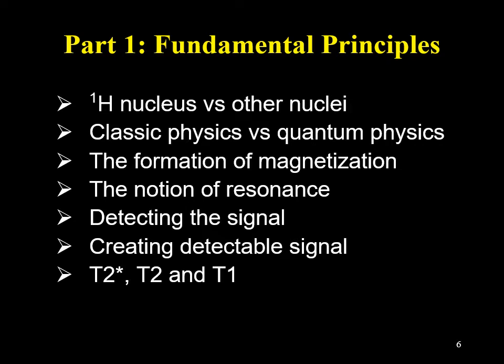Both classic Newtonian physics and quantum physics can be used to explain MR imaging. In my opinion, classic physics adequately explains hydrogen MR imaging, and it is simpler to understand, so I will use classic physics principles exclusively in this talk. I will use classic physics to explain the formation of magnetization, the notion of resonance, how signal is detected, and how detectable signal is created. I will end Part 1 by discussing T2 Star, T2, and T1, and show how these tissue properties affect the amount of signal.